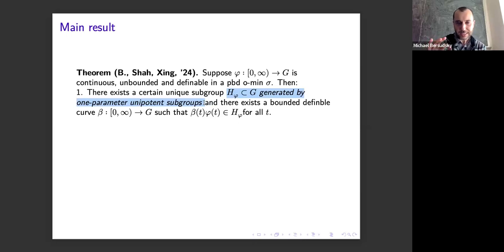Our curve is not necessarily contained in this group, but it's within a bounded distance from this group. And moreover, we can correct the curve to be in this group. Namely, there exists a bounded definable curve such that if we multiply our curve phi of t by it, this new curve will be contained in H phi.